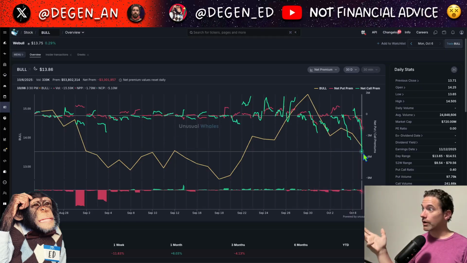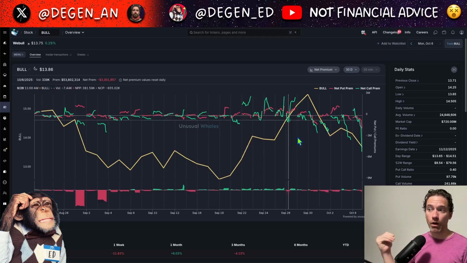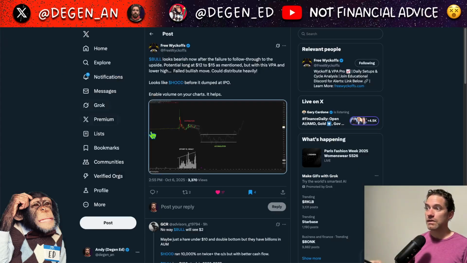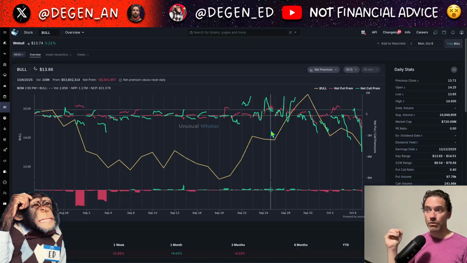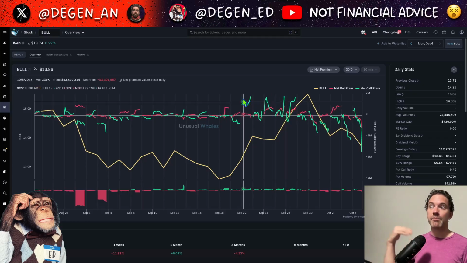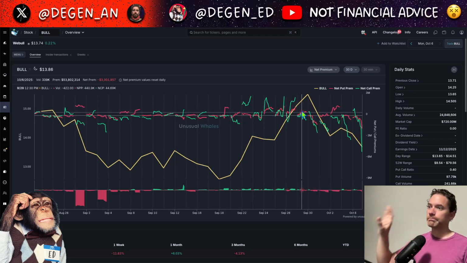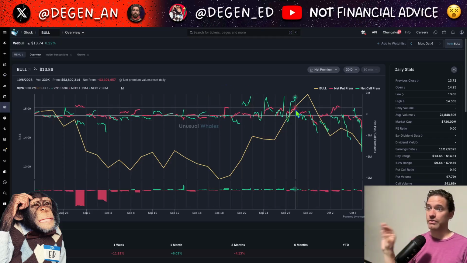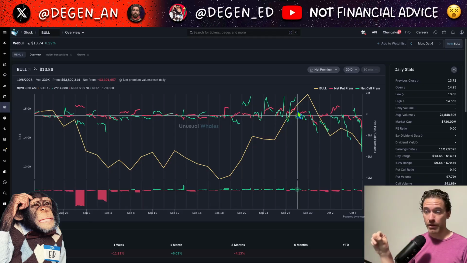Like over here on October 6th, we see that coming down by negative $5.10 million. So this actually seems more like bulls were betting on a breakout, in line with what Free Wyckoff is saying over here, potential long at 12 to 15 as mentioned, but it failed. And so looking at this, it looks like the bet on the bullish move failed. And then those who were in those calls are saying, hey, this failed. There's nothing more bearish than a failed bullish move. And then they start to sell those calls.